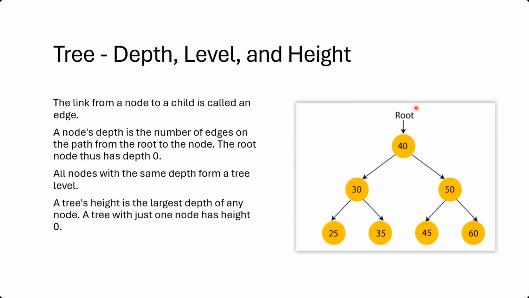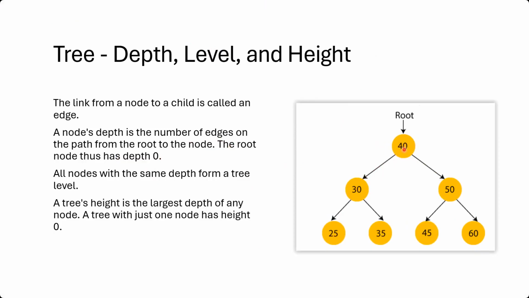Tree depth, level, and height. The link from a node to a child is called an edge. So those are your edges. The circles, we're calling those nodes. So nodes and edges. A node's depth is the number of edges on the path. So here, when we're looking for the depth to here, well, the depth is 1.